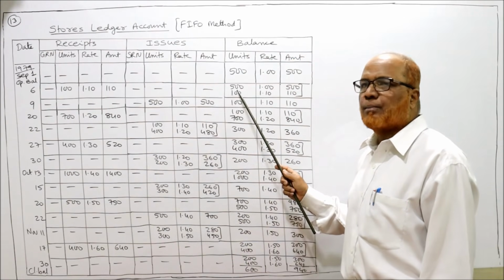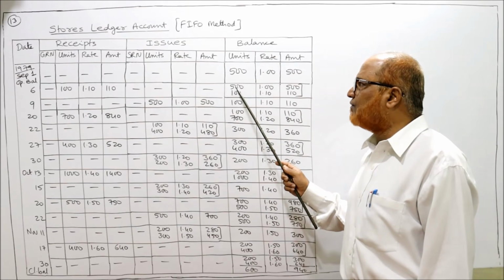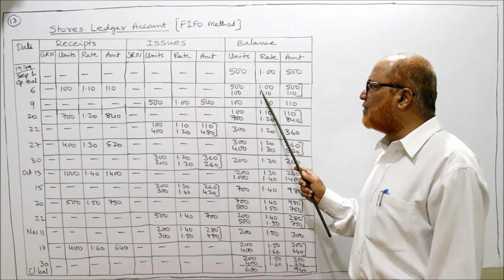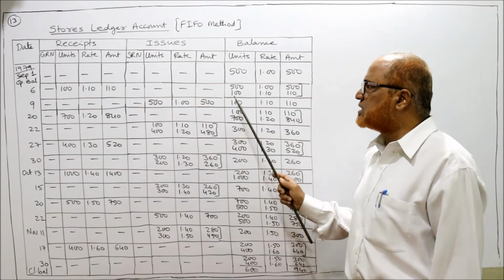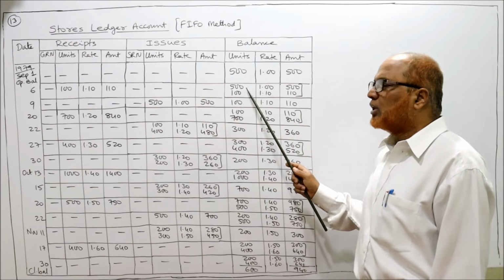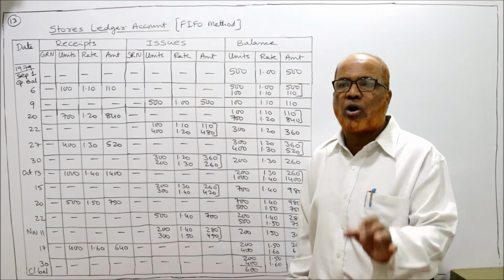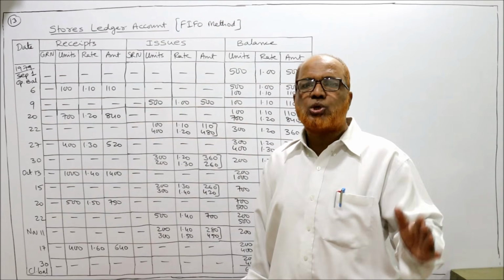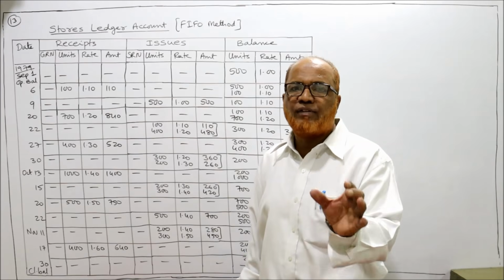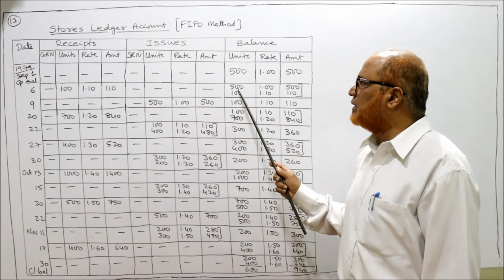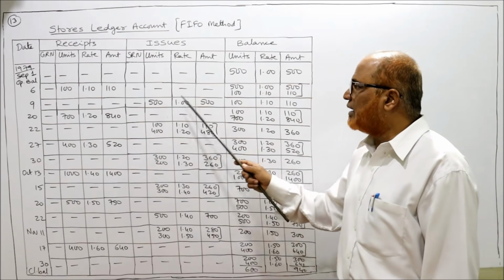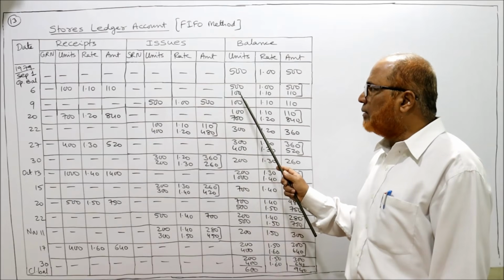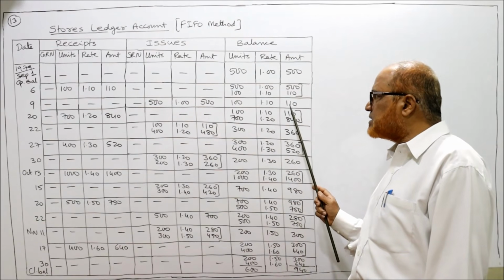Now keep every lot separate. The opening balance old lot is 500 units at ₹1, 500 rupees. New purchase is 100 units at ₹1.10, 110. So keep both the lots separate because we are following FIFO method. Next, 9th, there is issue of 500 units. We are following FIFO method, so 500 units we are issuing from the opening balance. The opening balance 500 units is completely issued, exhausted, ₹1, 500. Now remaining balance is 100 units at ₹1.10, 110.